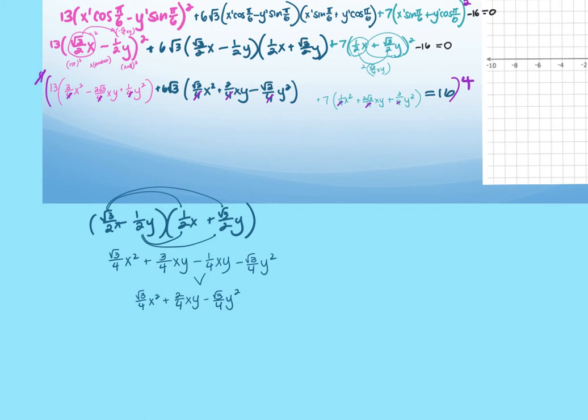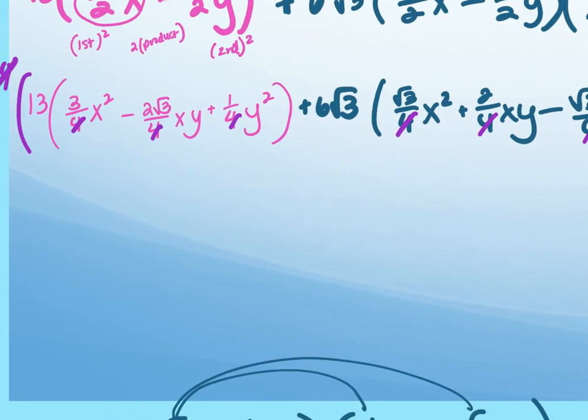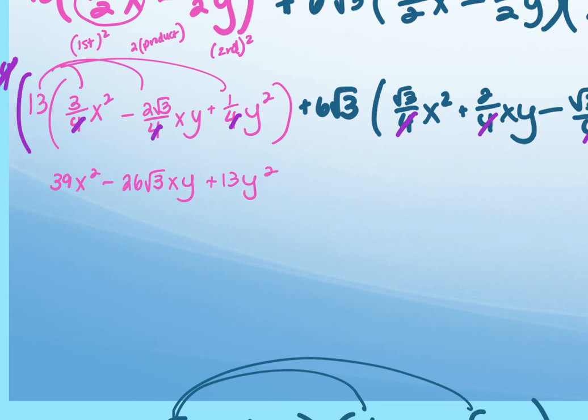Okay, so now I'm going to distribute my coefficients in. Instead of rewriting it without the 4s, just know they're all gone, okay? So I'm going to distribute the 13 to all of these. 13 times 3 is 39 x squared, minus 13 times 2, 26 root 3 xy, 13 times 1, 13 y squared.